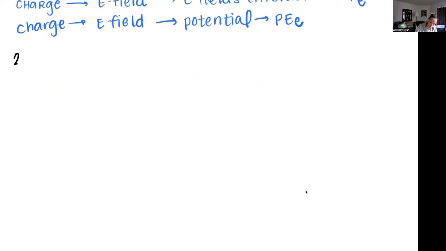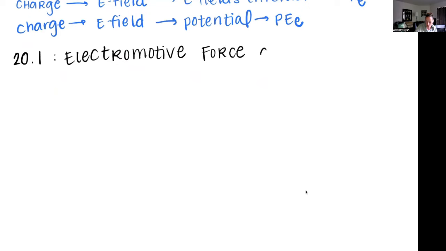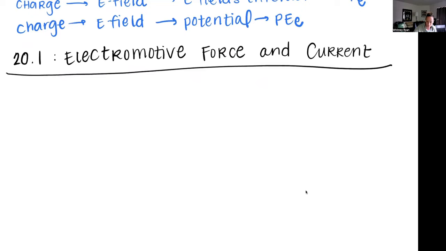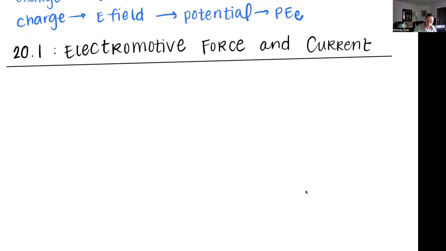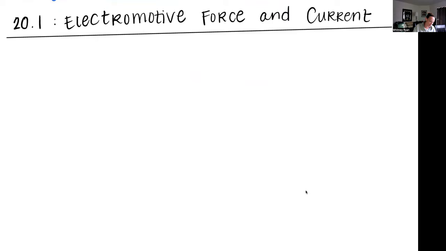Okay, so section number one, 20.1, is electromotive force and current. Okay. So electromotive force and current. Before we go into exactly what each of these are, we are also going to discover what they are in picture form as well.